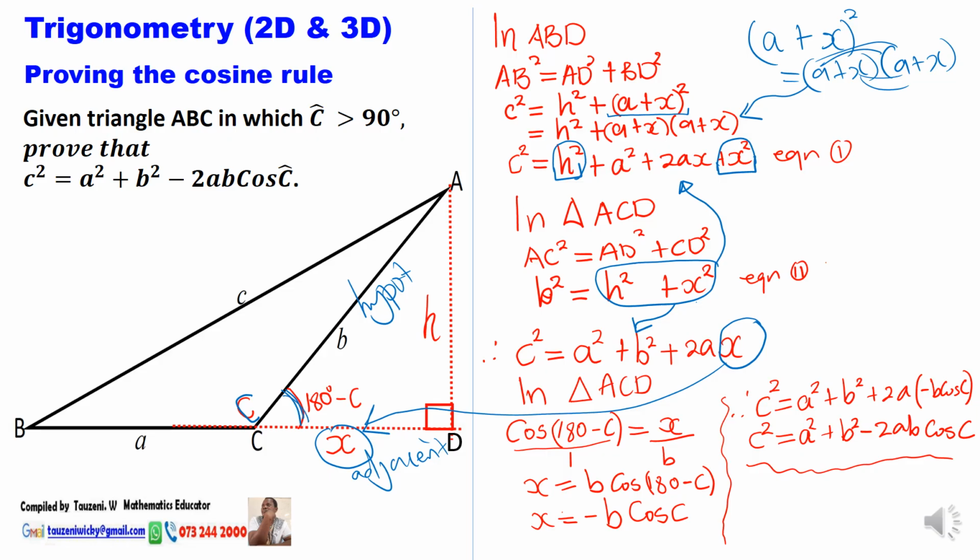So the cos of 180 minus C is equal to adjacent, which is x, over hypotenuse, which is b. Then we cross multiply to get x is equal to b times the cos of 180 minus C. Then we use the reduction formulas to reduce cos of 180 minus c to negative cos c. Then we bring the value of x, which is minus b cos c, into the value of x in our equation. So that will then give us the simplified answer for the proof of the cosine rule. In that way, the cosine rule has been proved.